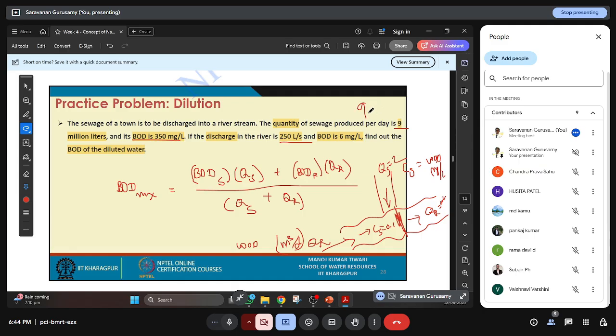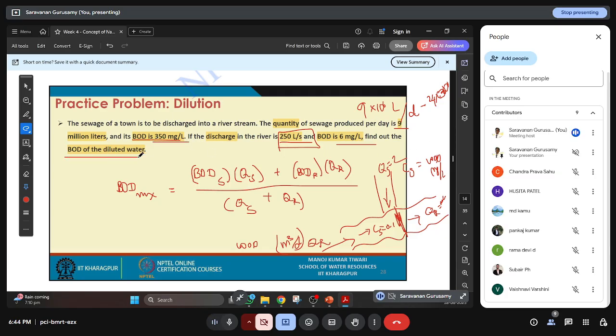If you convert 9 million liters, million is 10 power 6 liters per day. A day is 24 hours, 3600 seconds. So if you multiply, you will get 9 into 10 power 6 by 24 into 3600, that much liter per second. If you compare that with the 250, it is very less, right? 250 will be more. And then the BOD of the river is 6 only, but the BOD of the wastewater is 350.